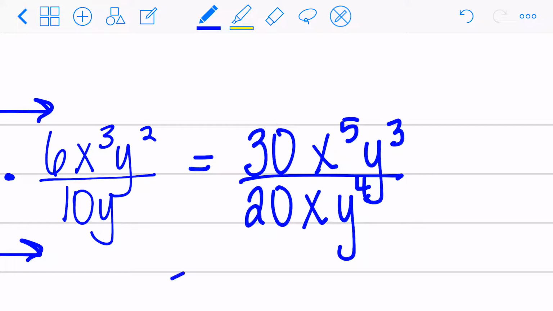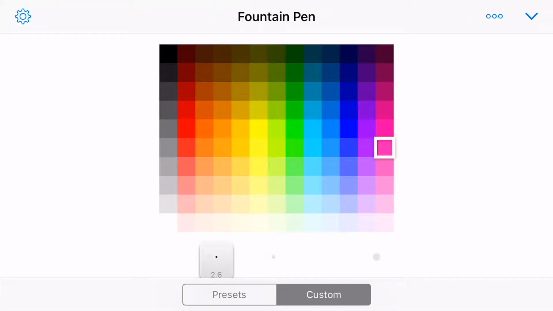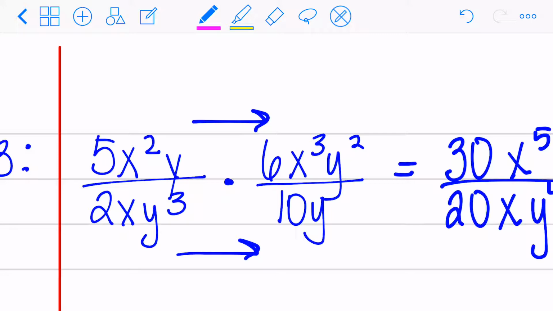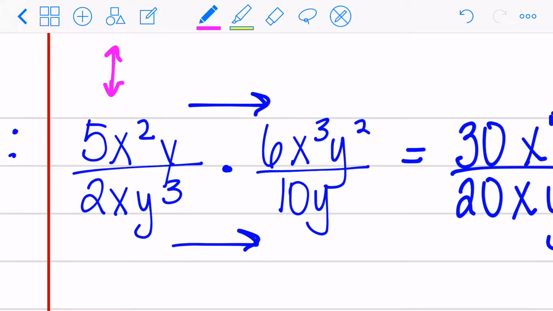So what if instead you wanted to cross cancel and simplify? You can simplify up and down, and you can simplify diagonally, but you cannot simplify straight across like that.